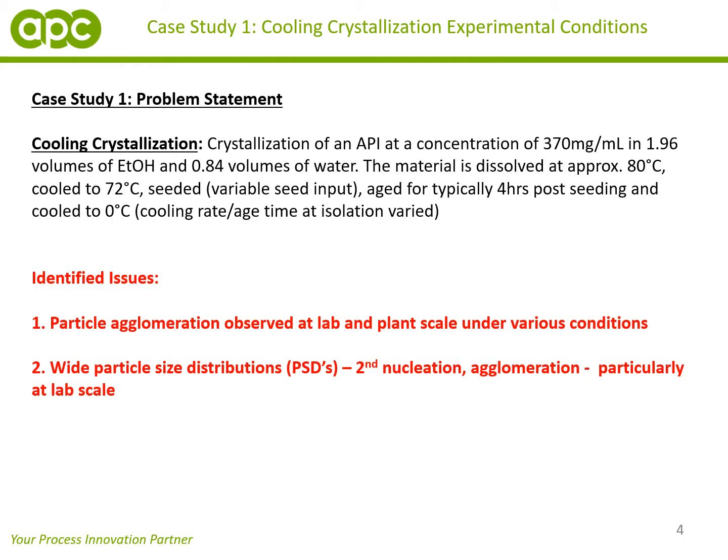Our first case study is a cooling crystallization. It was the cooling crystallization of an API at a concentration of 370 mg/mL in 1.96 volumes of ethanol and 0.84 volumes of water. The material was dissolved at approximately 80 degrees before being cooled to 72 degrees, where it was then seeded. It was then aged for typically 4 hours, followed by cooling to 0 degrees.